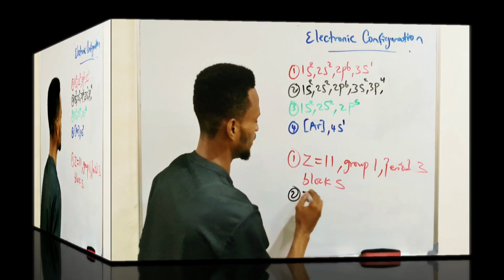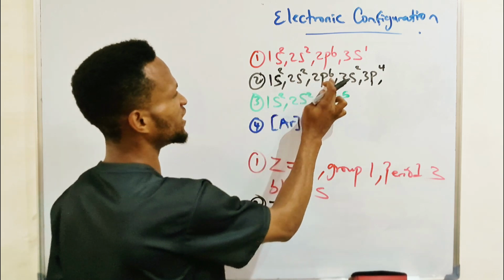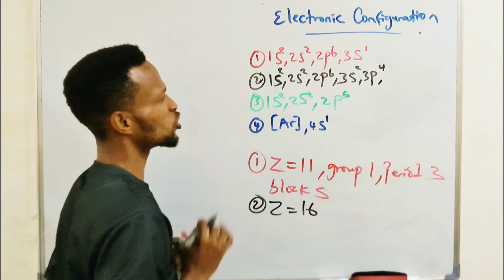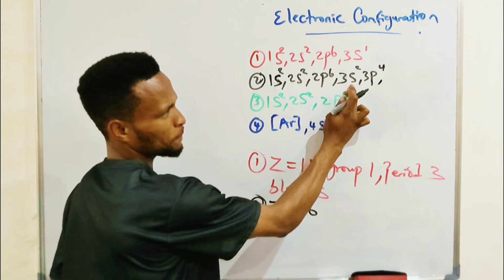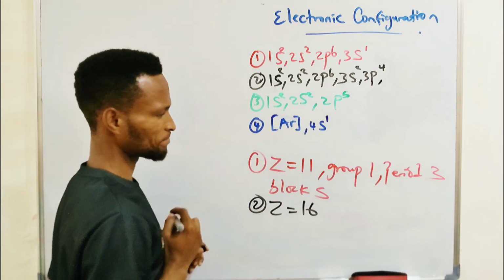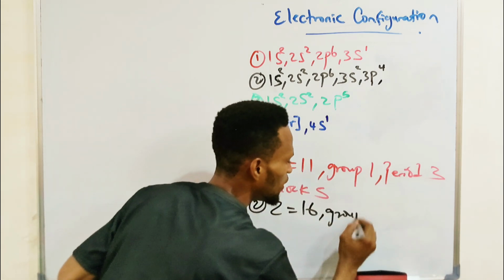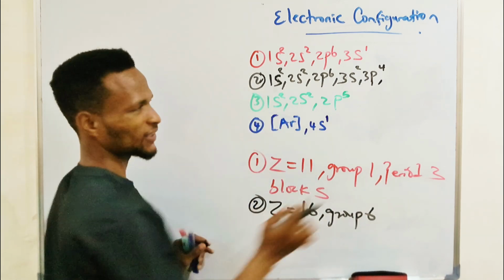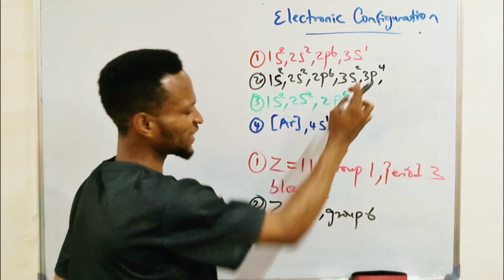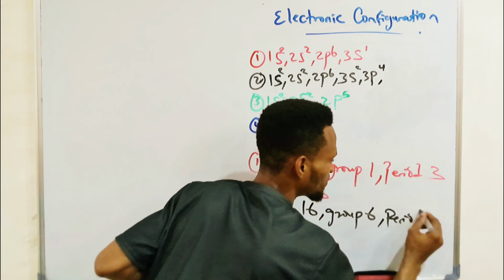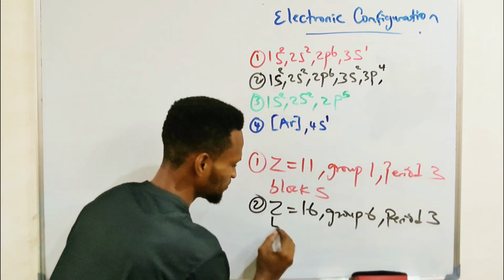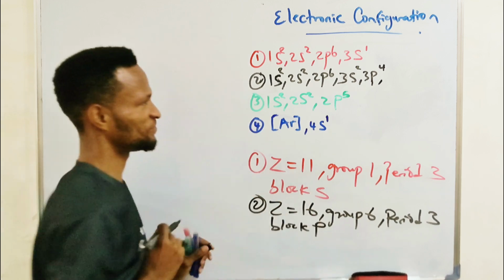To the next one, the number of electrons: 2, 4, 10, 12, 16. It has 16 electrons. Group what? This is the last S. Add it with the subsequent ones. This is 2, 4, that's 6. That means it is in group 6. Period what? The last or highest number behind the orbital. That's 3. It is in period 3 in your periodic table, and it's in block what? Block P.